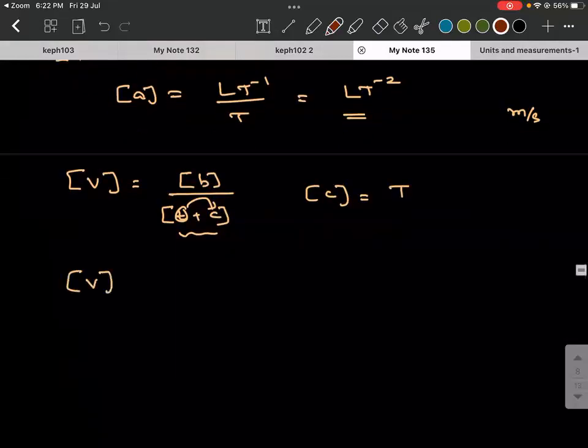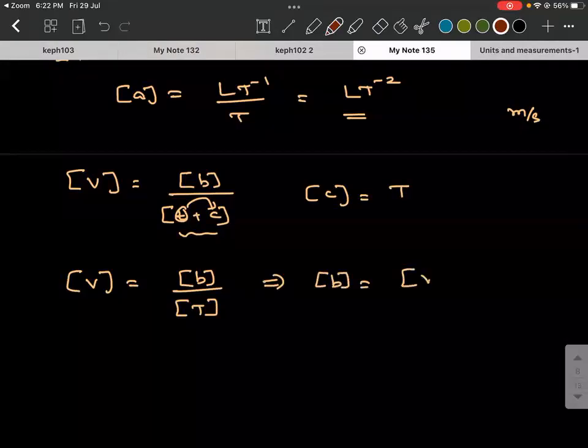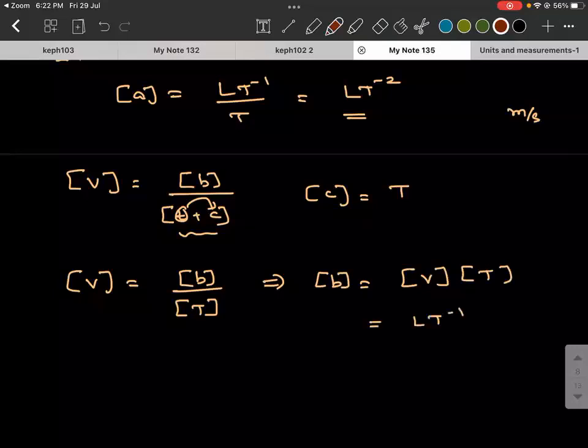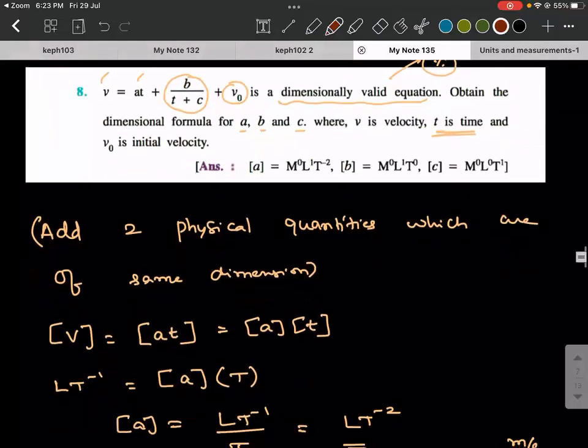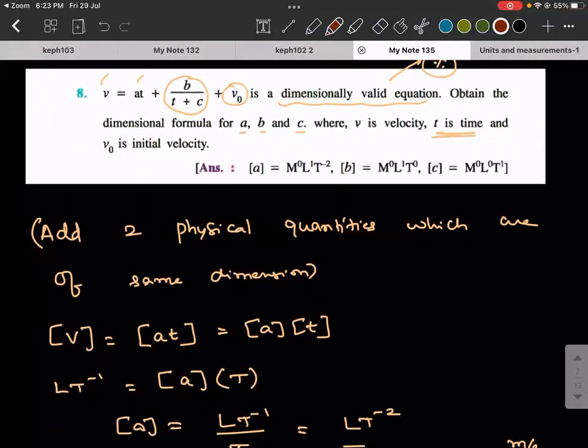So the dimensional formula of V will be equal to the dimensional formula of B divided by the dimensional formula of T. So the dimensional formula of B will be the dimensional formula of V into the dimensional formula of T. That is LT^-1 multiplied with T, which is going to be L. So to put it in simple terms, B is a physical quantity which represents either a distance or displacement, whatever it is. It represents some length. Is it clear? So what is the dimensional formula of V naught? Need not even do. It's the same as that of V, LT^-1. Am I clear, guys? So this is one kind of problem which is based on dimensional consistency. So please make a note of it. Before you make a note of it, write down the equation.